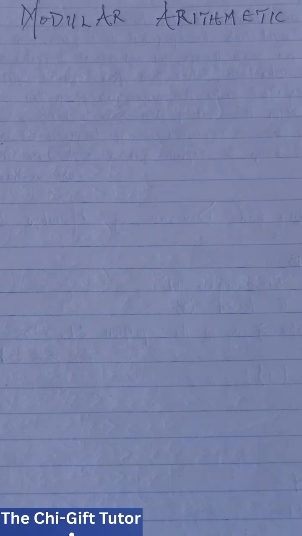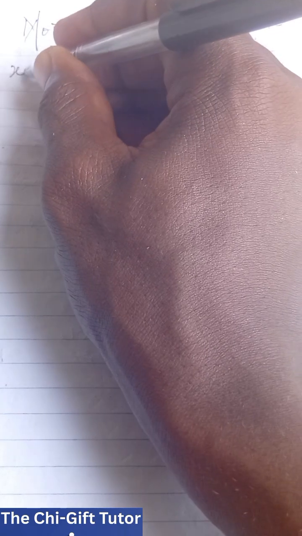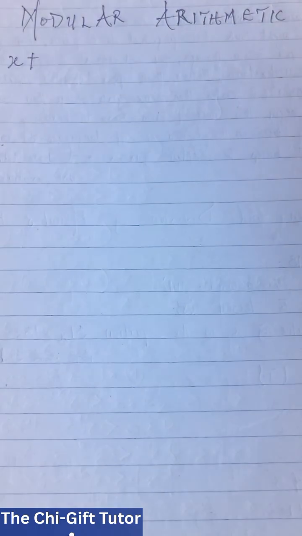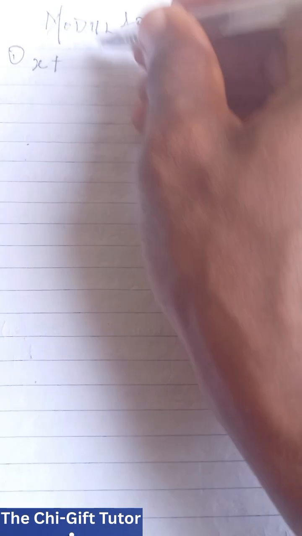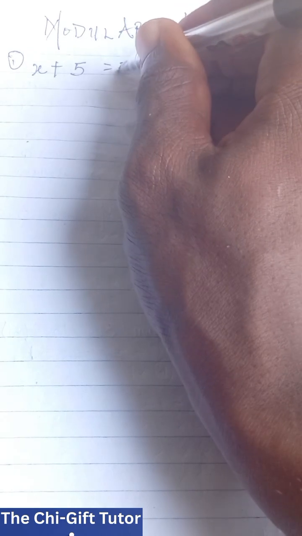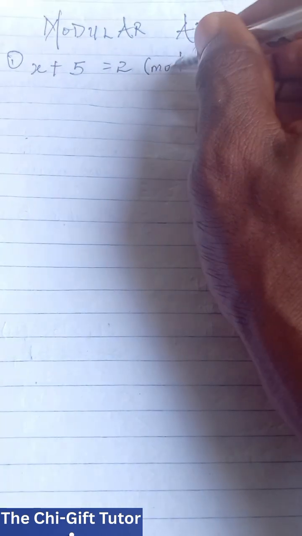Now, we have almost concluded modular arithmetic, and just one thing is left, which is simple equations of modular arithmetic. So imagine I had a question like this. Let's start with this question as number one: x + 5 ≡ 2 (mod 7).